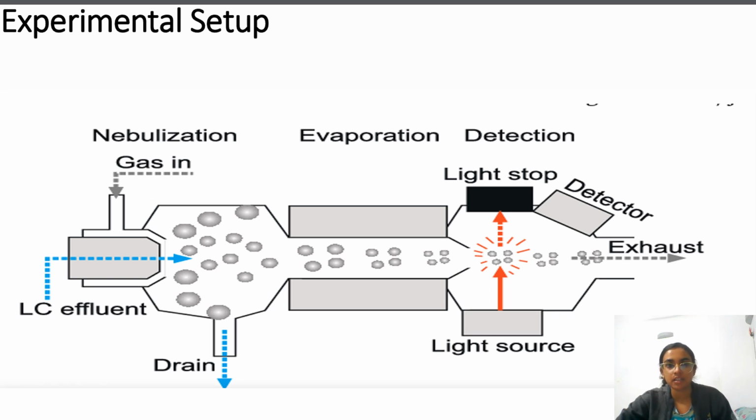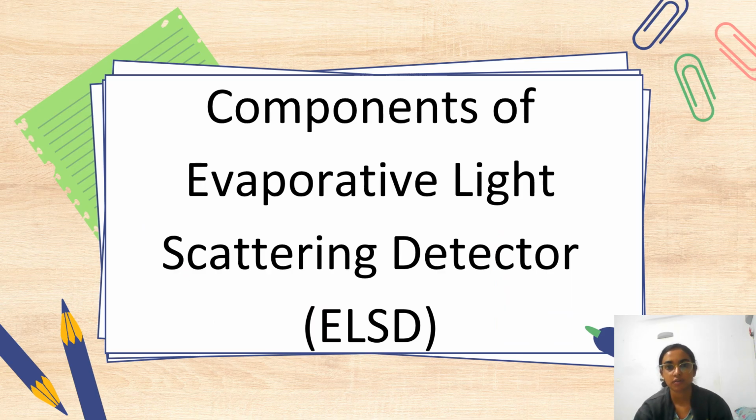Here we can see the experimental setup, which is divided into three parts: nebulization, evaporation, and light scattering and detection. Let's see the components of the evaporative light scattering detector.